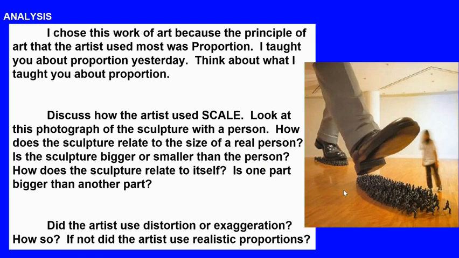Once again, I chose this artwork because of the principle of proportion. How did the artist use scale? Look at this photograph on the side of the slide, and look at how tall a regular person is. That gives you a sense of the scale of this work of art. How does the sculpture relate to the size of the real person? Is the sculpture bigger or smaller than the person? How does the sculpture relate to itself? Is one part bigger than the other? Did the artist use distortion or exaggeration? How so? Or if he did not, how did the artist use realistic proportions?